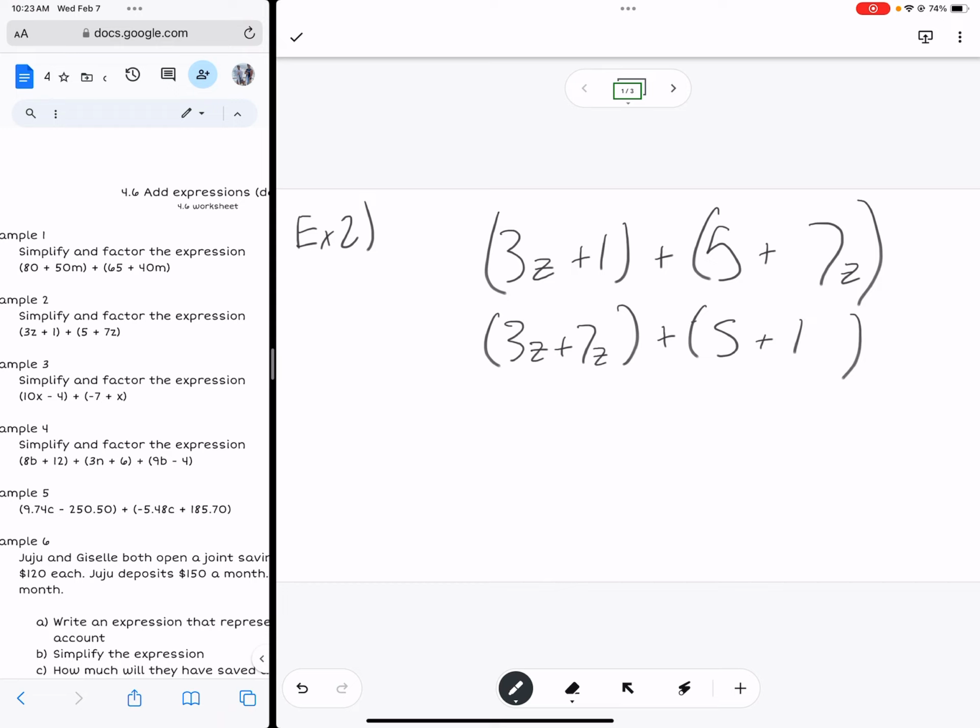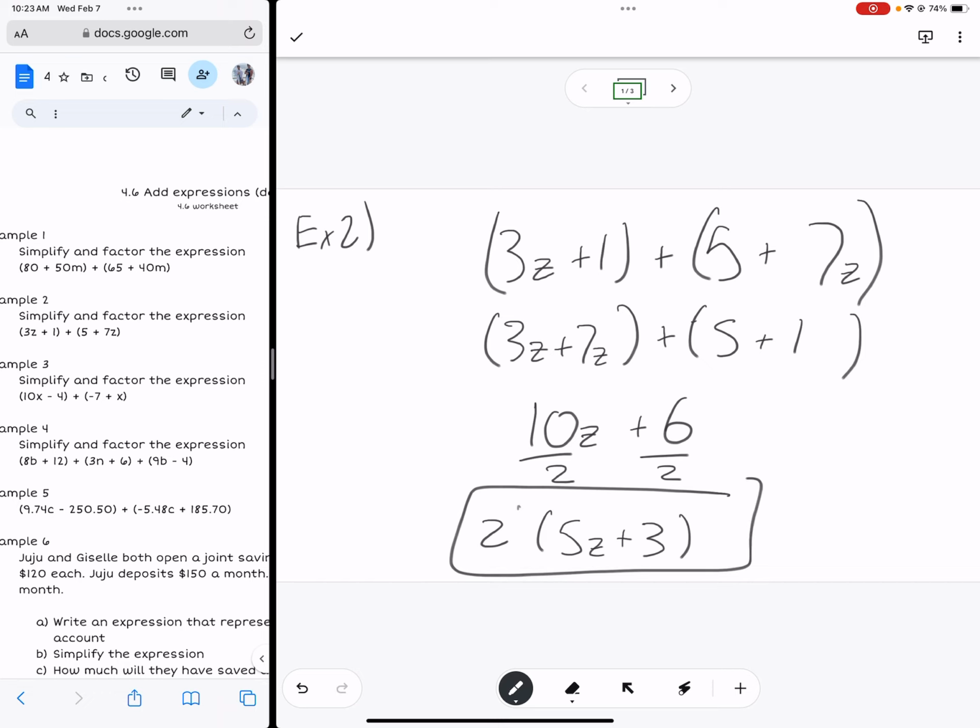Awesome. And then Audrey, when I combine like terms, what do I get? 3 plus 7 is 10z. Yep. And 5 plus 1 is 6. Awesome. Zaina, I have to factor this. What can I divide both by? 2. And then when I divide both by 2, what do I get? 5z plus 3. And on the outside, you're multiplying it by 2. There's your answer. Pretty simple. You can use parentheses. You don't have to use parentheses around that too. You can. It's the same thing.